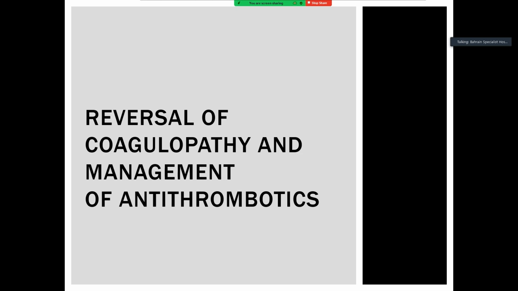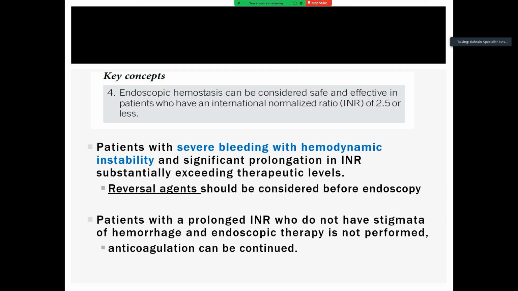After the resuscitation, if the patient has coagulopathy, as I said, this is the most common risk factor for lower GI bleeds, and the patient is on anticoagulants or antiplatelets, what is the management plan we need to do? For any patient with lower GI bleed, we need to see the coagulation profile. The guideline says that endoscopic hemostasis can be considered safe and effective in patients who have an INR of 2.5 or less, so we can perform it without correcting the coagulation.